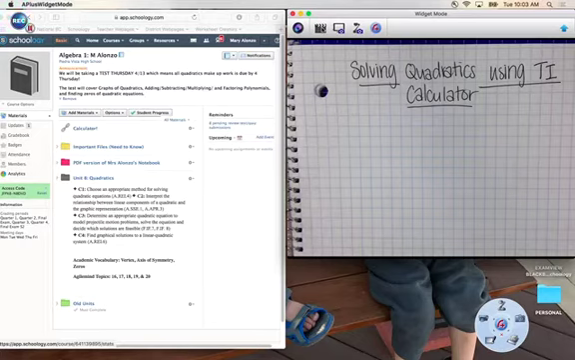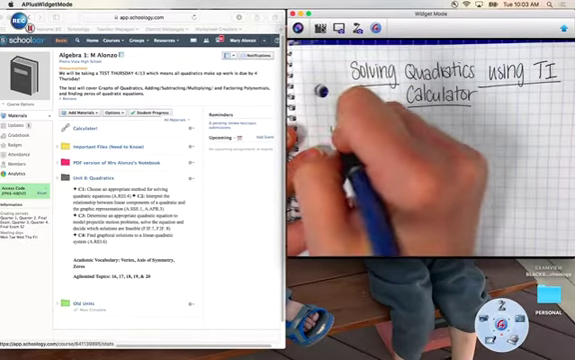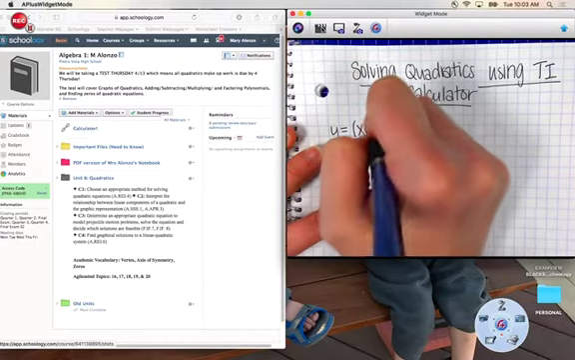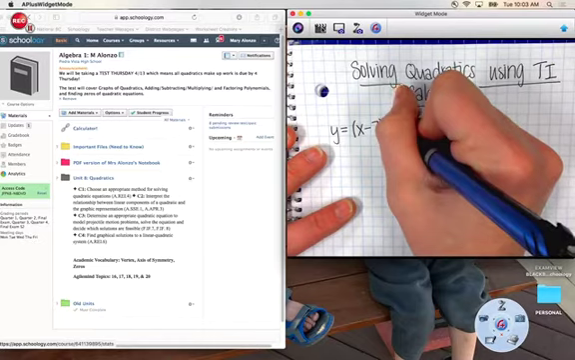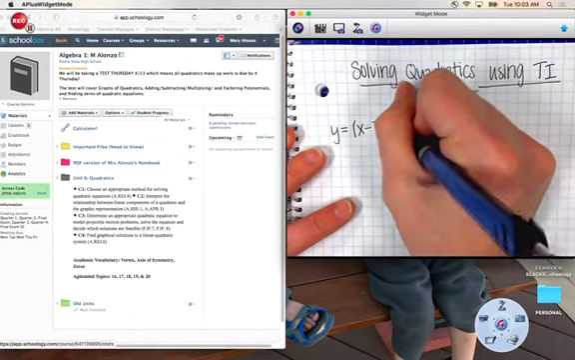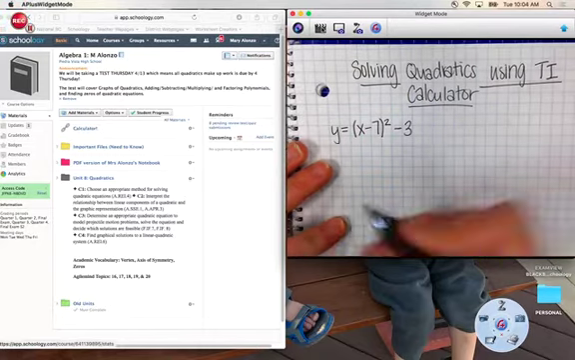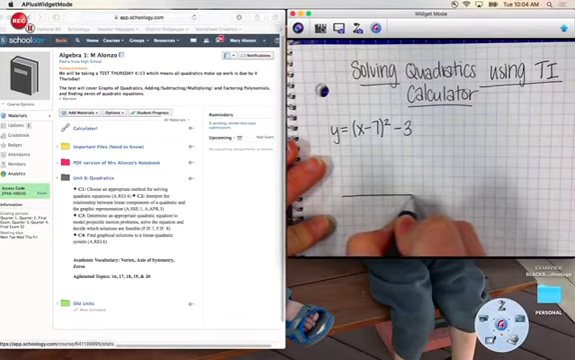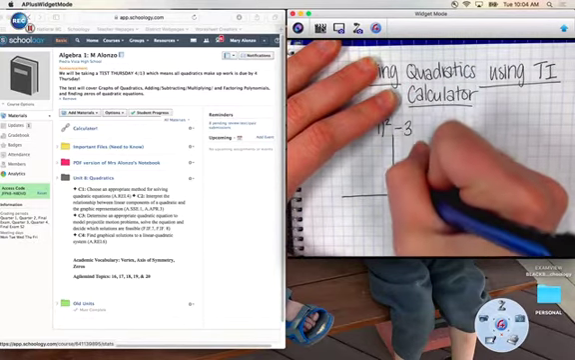We will be solving quadratics using a TI calculator. So if I have something that looks like this, y equals (x minus 7) squared minus 3, I'm going to go ahead and graph it by hand first so that we can find the zeros by hand, or at least see a visual of it.